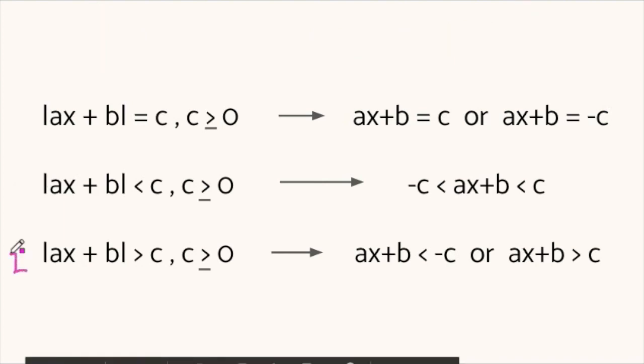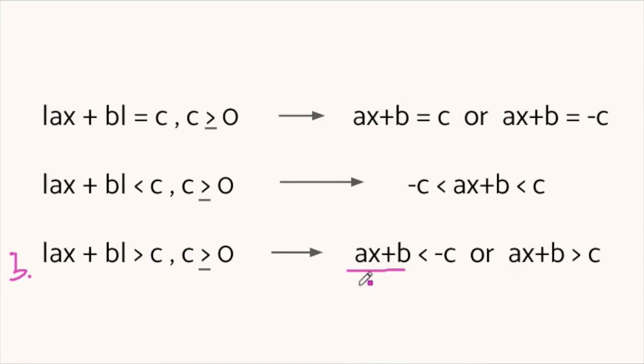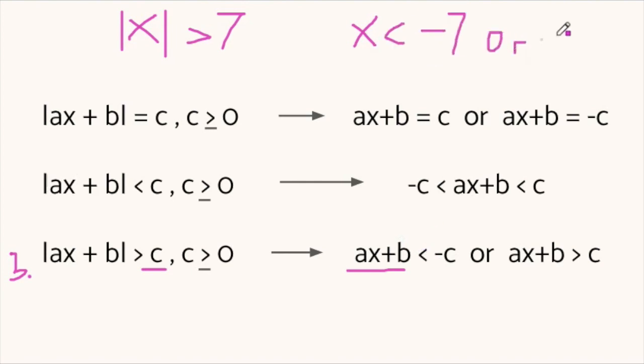And lastly, we have the greater than situation. If we have anything inside the absolute values and they're greater than a certain number, then we separate them again like the equal sign into 2, and whatever's inside the absolute values is going to be less than negative c, or it's going to be greater than c. So if we have again something like this, we separate it into two. X is less than -7, or X is greater than 7.